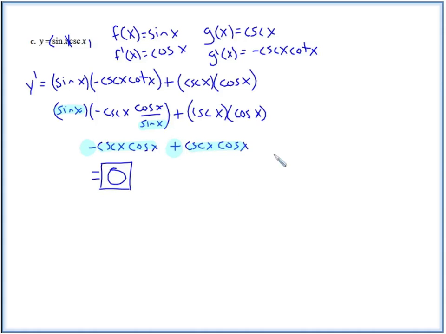Now, it equals 0. Let's take a look at our original function again. It was y equals sine x cosecant x. Now remember I said, well, if you can multiply these and come up with one function, why not do that? Well, so what we can do here is we can rewrite cosecant x as 1 over sine x. Now do you see it? Sine x times 1 over sine x is just 1. And what's the derivative of 1? 0.